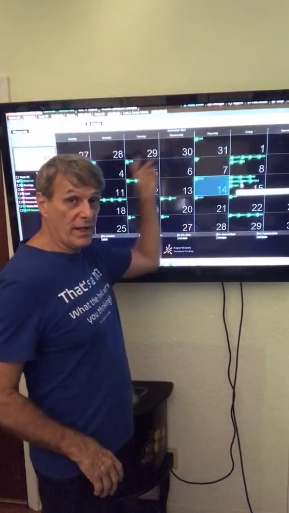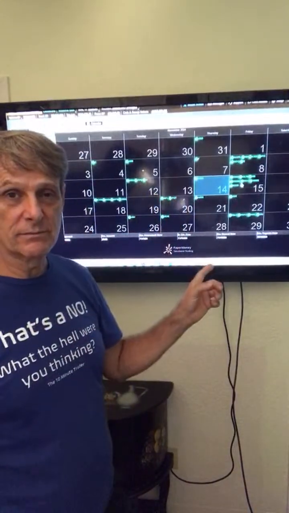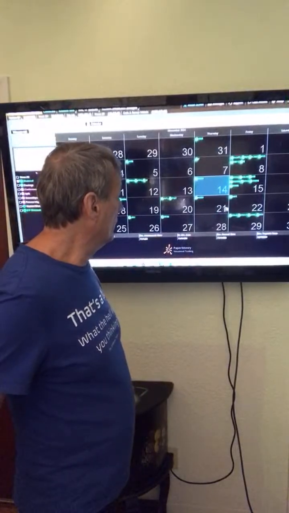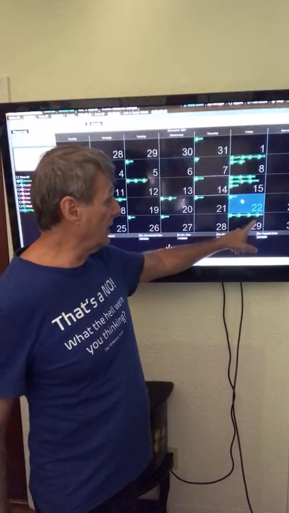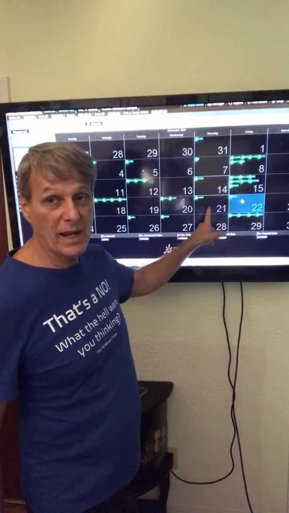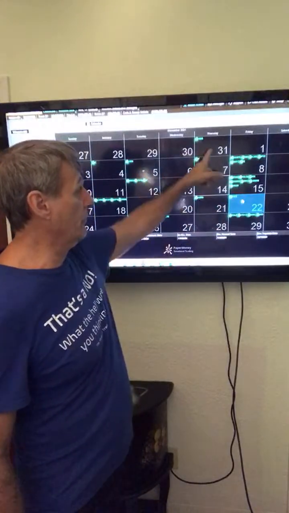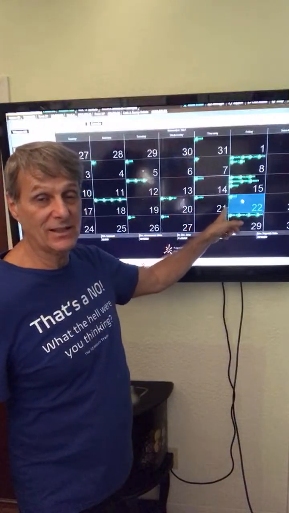See the calendar right here? These little green dots, those are the dividends. That's when the company's going to pay a dividend. Next tier energy, right here on the 22nd, next Friday. That's the dividend. If you want to collect the dividend, you got to buy it the day before, or a week before, 2 weeks before, 3 weeks before, any date before the ex date to get the dividend.